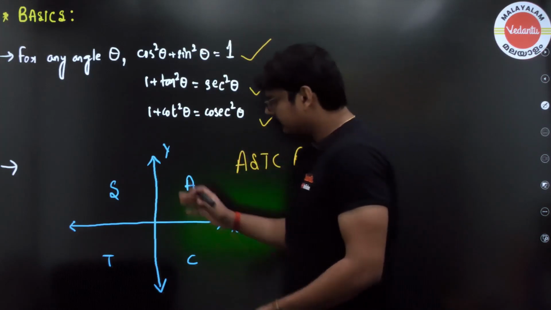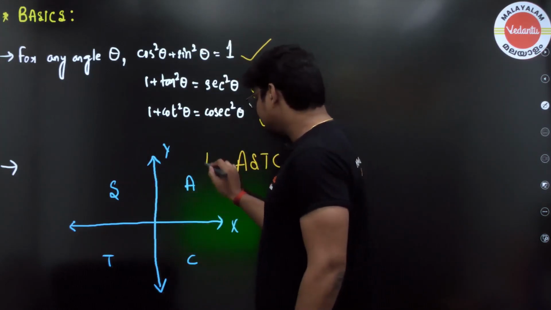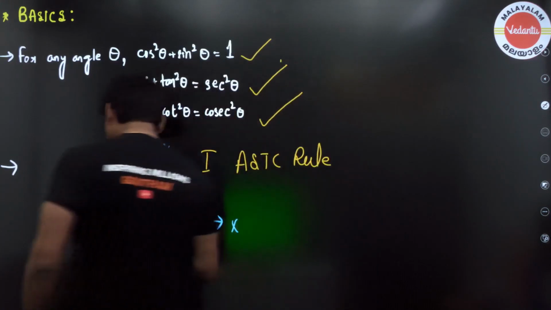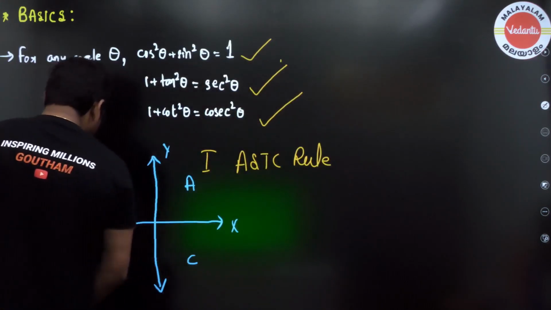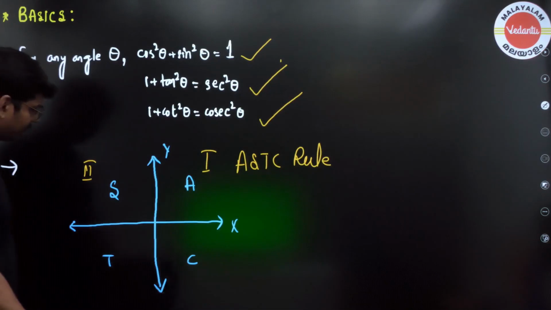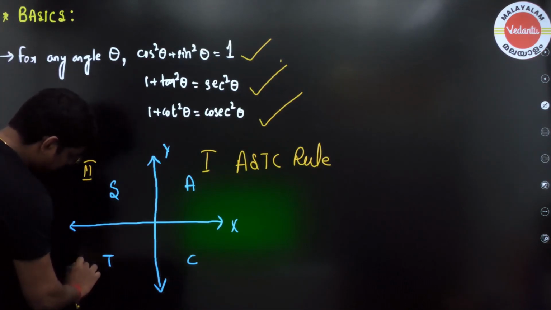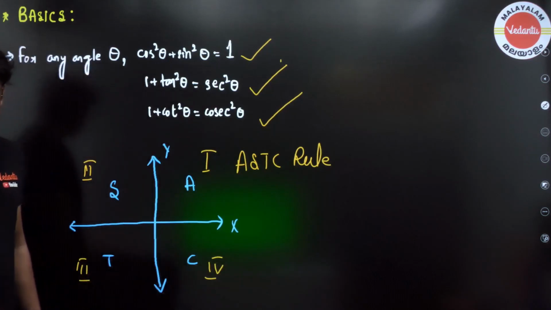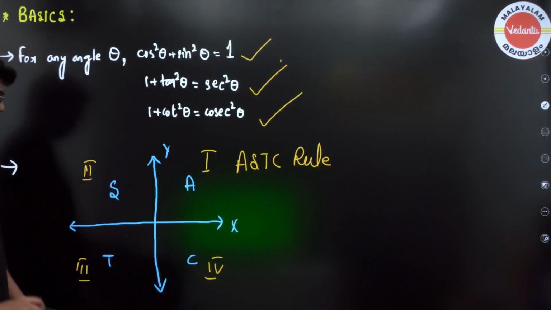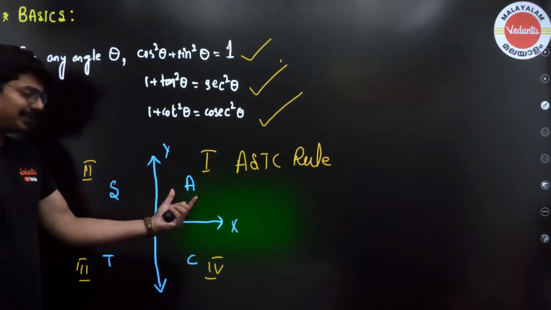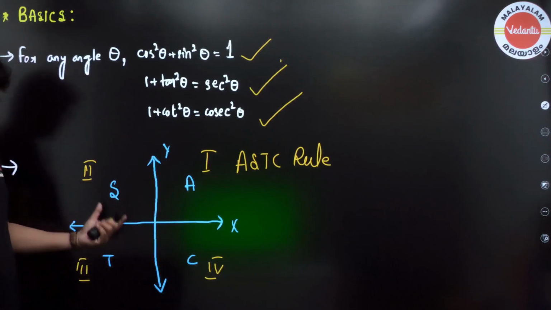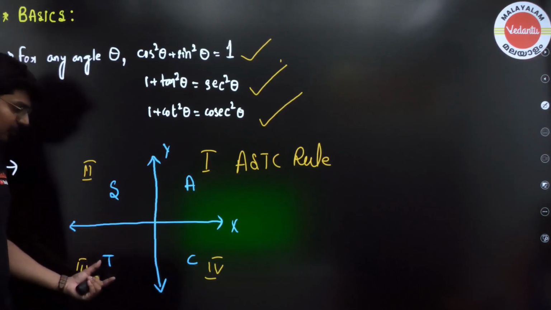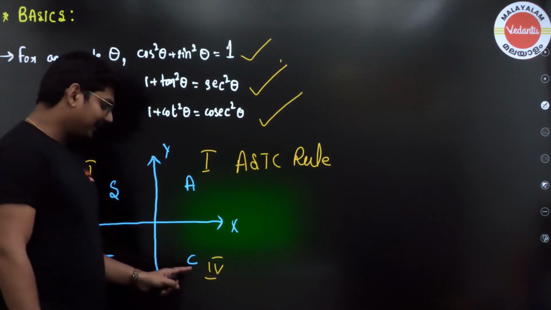Okay, for example, you just see this one, guys. Let us say this is going to be your first quadrant. This one right here is going to be your second quadrant. This is going to be your third quadrant, and this is going to be your fourth quadrant. Now try to understand. In the first quadrant, you can take A, second quadrant take S, third quadrant we have to go with T, and fourth quadrant let us take C.